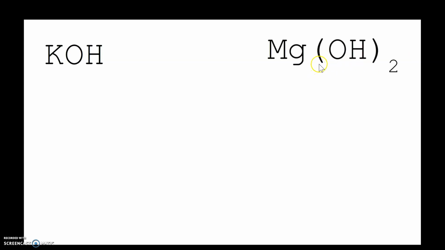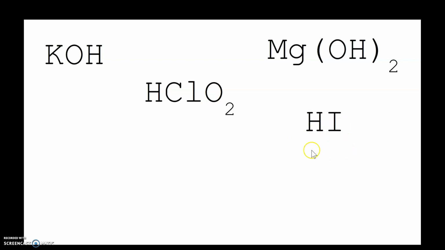Okay, let's do some more. This one, KOH, you got it. This one's a base. And again, another base. We have a metal here. Magnesium is a metal, bonded to the hydroxide. This one is an acid. This is called hypochlorous acid. HI, oh, this is the friendliest molecule of them all. And you've got it. This one's an acid as well.